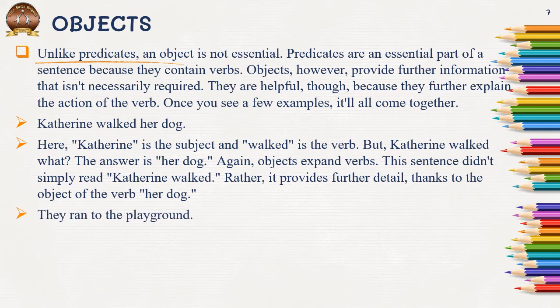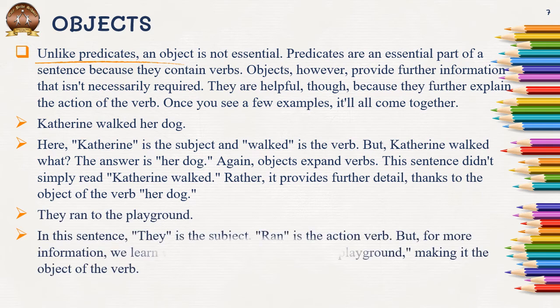They ran to the playground. Now, they is the subject here. Ran is an action verb. But for more information, we learn where they ran. So this is to the playground, making it the object of the verb.